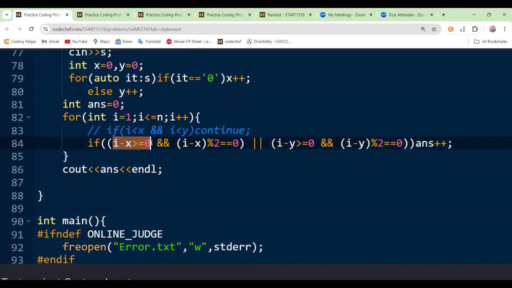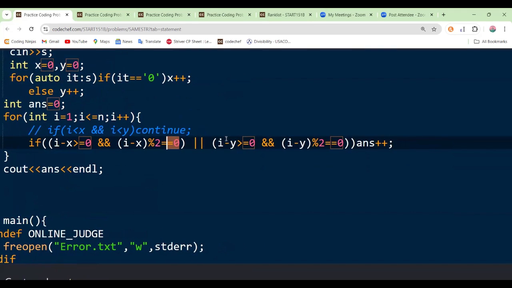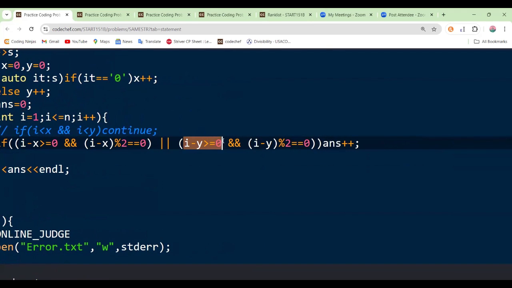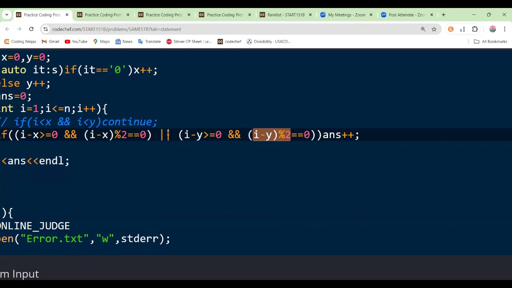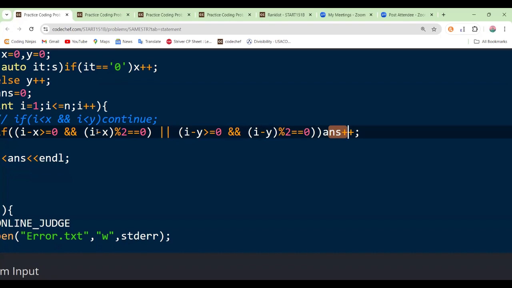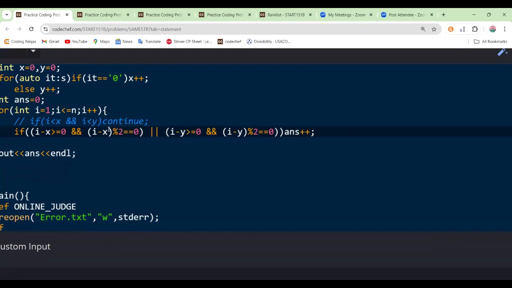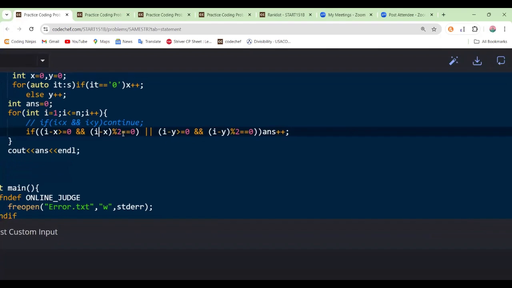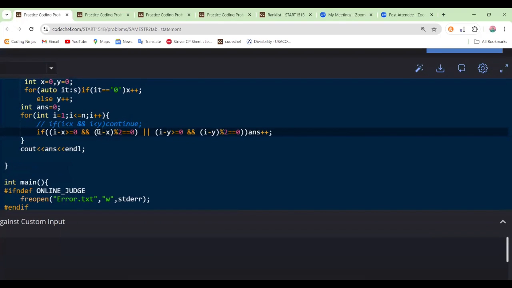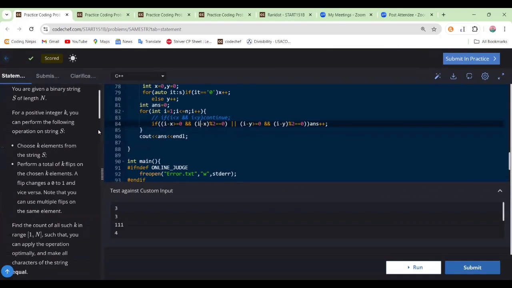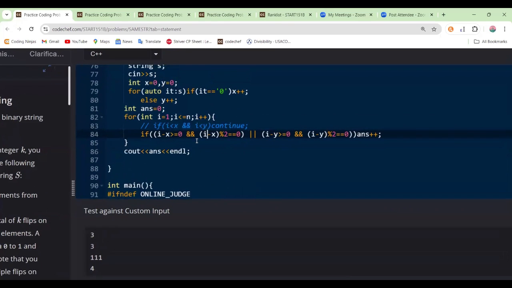If i minus x is greater than or equal to 0 and i minus x is an even number, or i minus y is greater than or equal to 0 and i minus y is an even number, if any of these conditions is true, I will increment my answer. That is, for this particular k, it is possible for me to convert all the characters equal. So at the end, I am printing my answer.